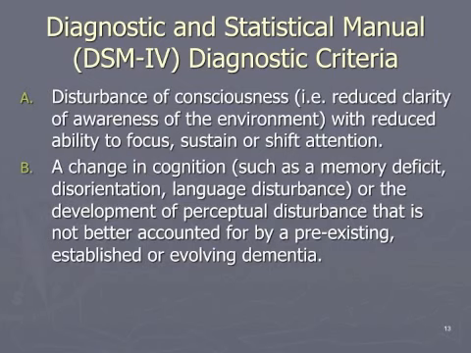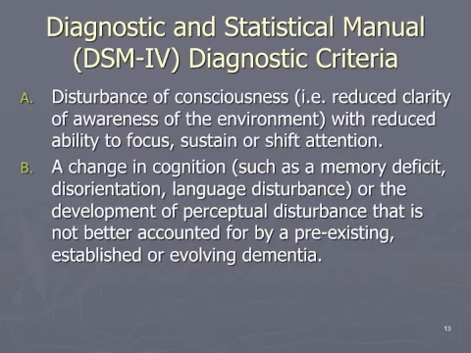So these are some of the criteria from the Diagnostic and Statistical Manual, the DSM-4, for delirium. The first is that there should be a disturbance of consciousness, which they further elaborate as a reduced clarity of awareness of the environment with reduced ability to focus, sustain, or shift your attention. And that's the main feature, the presenting feature.